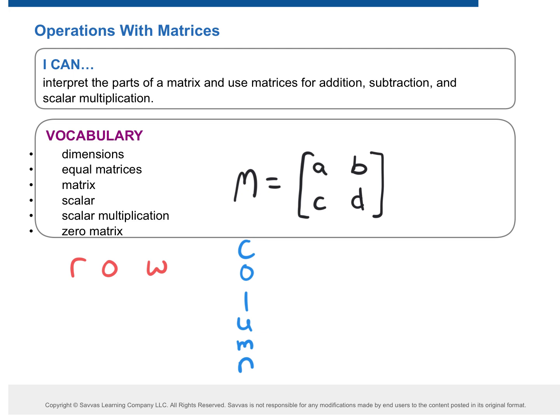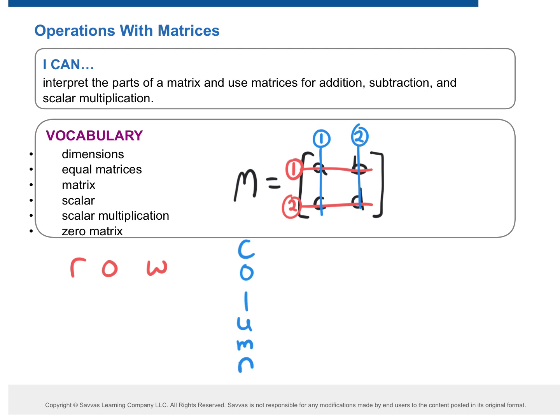How many rows are in this matrix that I made? 2. Yep, there's one row going side to side, and there's another row going side to side. How many columns are there? There is also 2. There's one column going up and down, and then there's another going up and down. Okay.